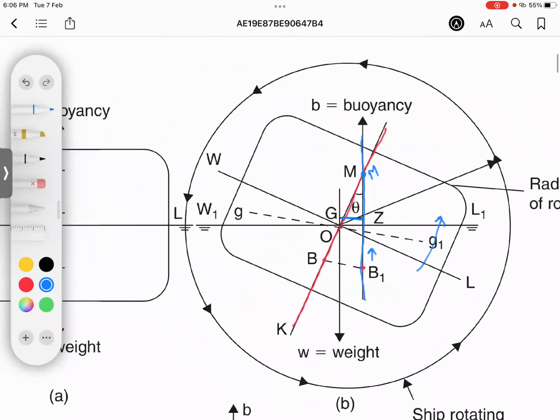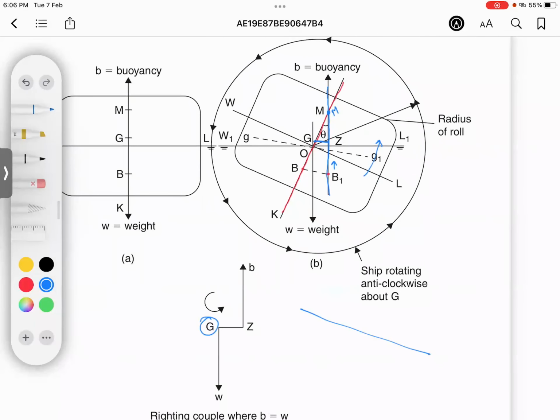ये जो आपका vessel ऐसे है, you can see over here, G, Z, this triangle, ऐसे है ना ये triangle. This is the Z, this is the G, right? So it will give a couple. इसकी वजह से क्या होगा? आपका vessel इस तरफ move करेगा, it will try to move it upwards.